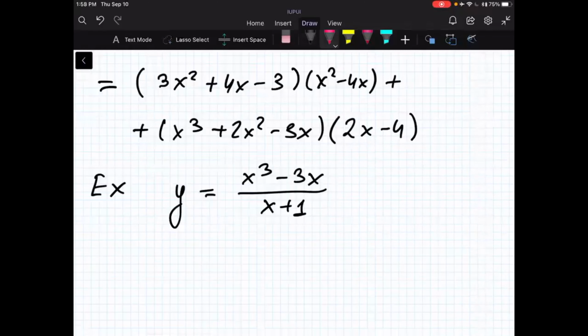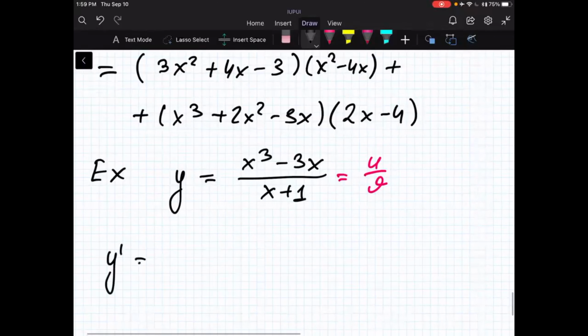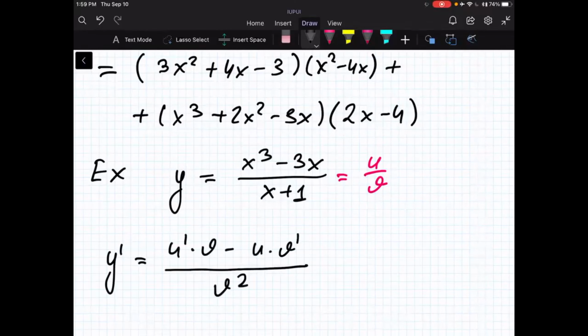Again, we have the ratio of two functions. And so y prime will be u prime times v minus v prime times u, and it is better to write it like that, divided by v squared.